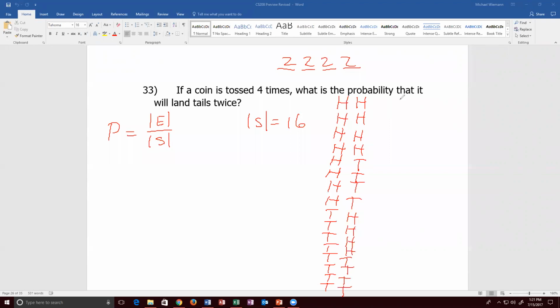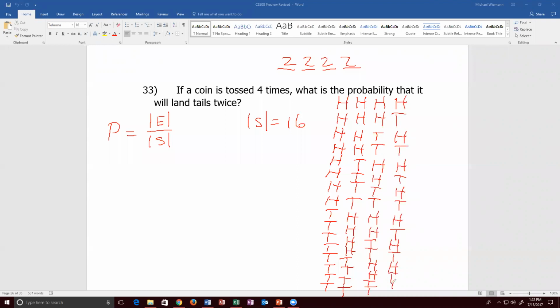Half of 4 is 2, so head, head, tail, tail, head, head, tail, tail, head, head, tail, tail, head, head, tail, tail. And then last but not least, half of 2 is 1, so head, tail, head, tail, head, tail, head, tail, head, tail, head, tail, head, tail, head, tail.